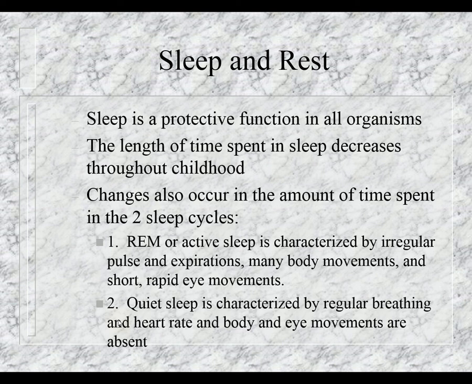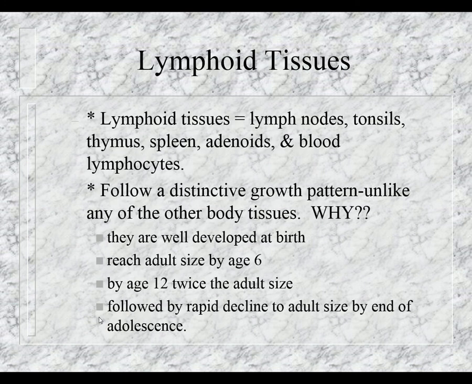Now, the reason I tell you this is because a lot of parents will see their child jerking a lot and having rapid eye movement when they're little, and that is normal. It's normal for them to have the irregular pulse and respirations, and their body to have a lot of movement. Sometimes younger adolescents who've had kids may mistake that for seizure activity, so you want to make sure they know that. Also, quiet sleep is characterized by very regular breathing, and body and eye movements would be absent.